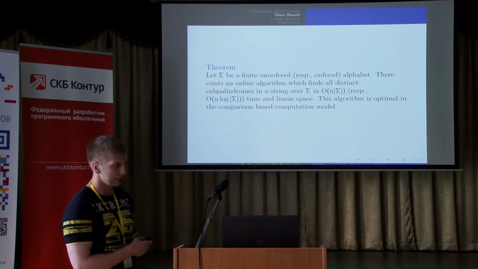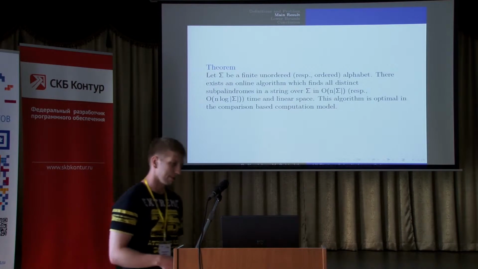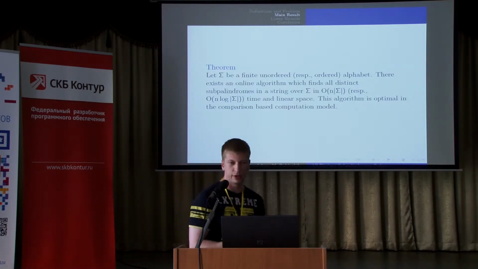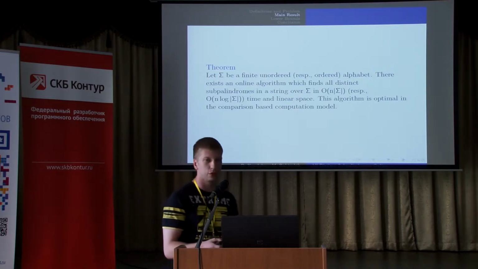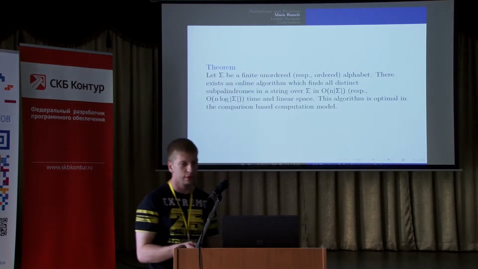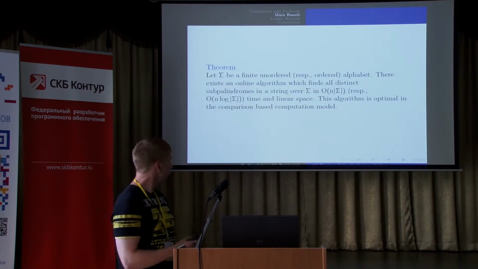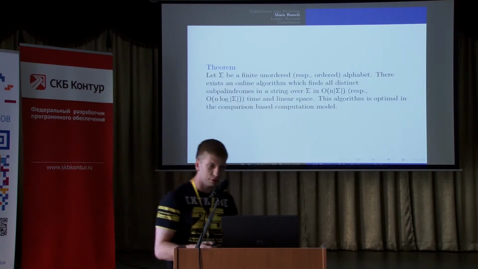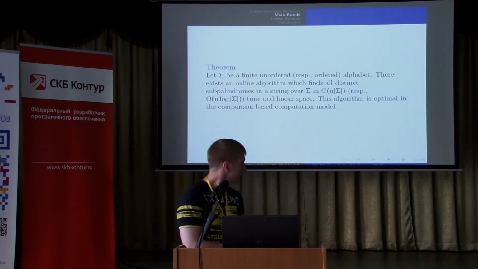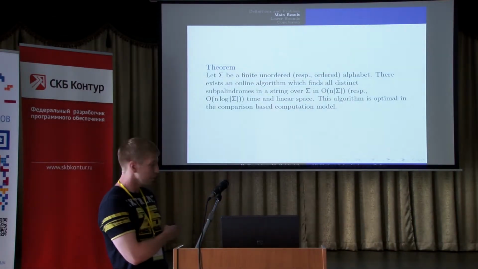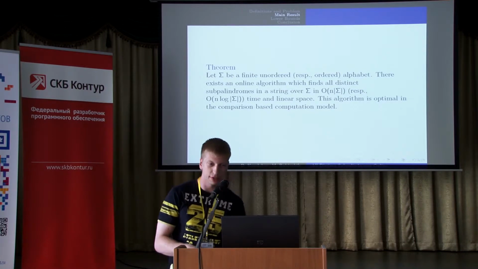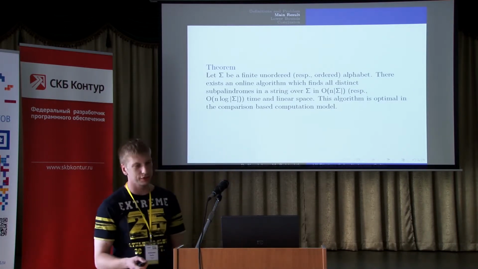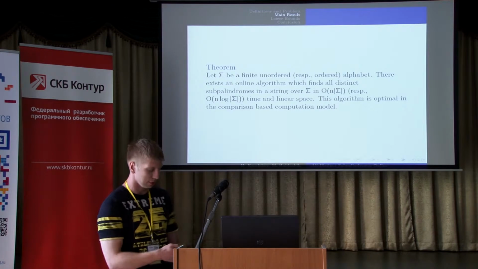This is the main result as a theorem. Let sigma be a finite unordered or, respectively, ordered alphabet. Then there exists an online algorithm which finds all distinct subpalindromes of a string in O(n sigma), or O(n log n log sigma) time, in linear space. And this algorithm is optimal in the comparison-based model.